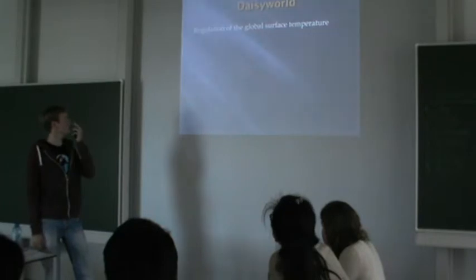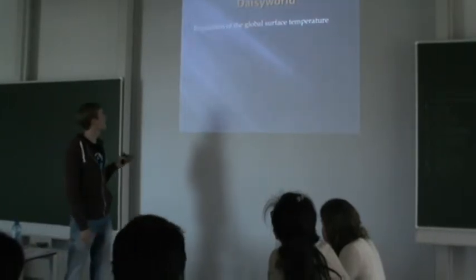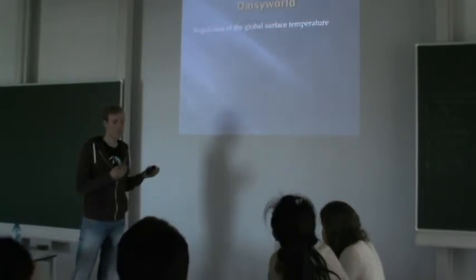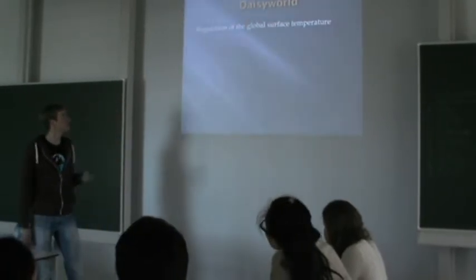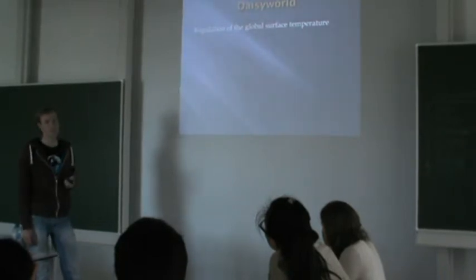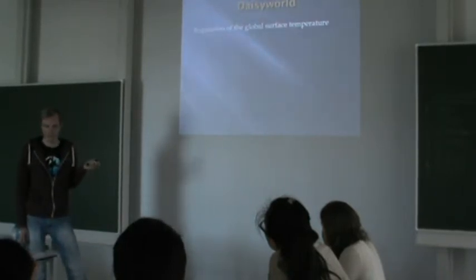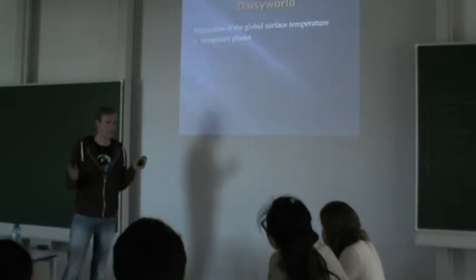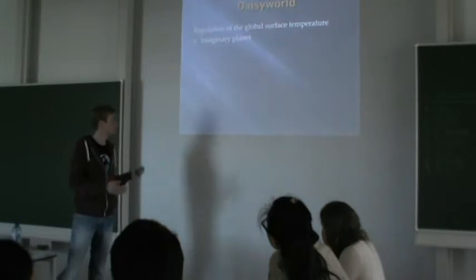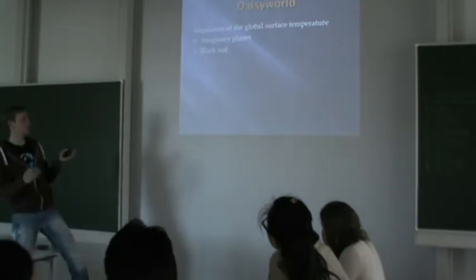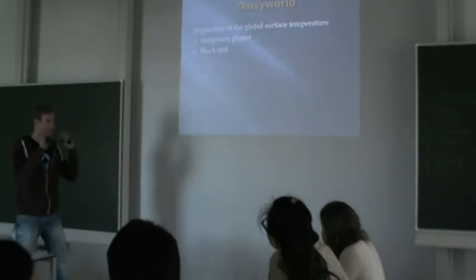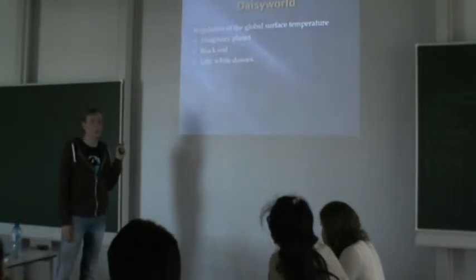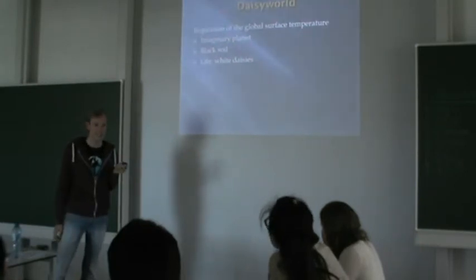And the Daisy World simulation is a simulation to find out how the vegetation or life on Earth regulates the global surface temperature, and it is based on an imaginary planet. So there is no planet called Daisy World, but just suppose there was a planet, and this imaginary planet has only one big ball of black soil. But there is life, and only one type of species, and that is white daisies.